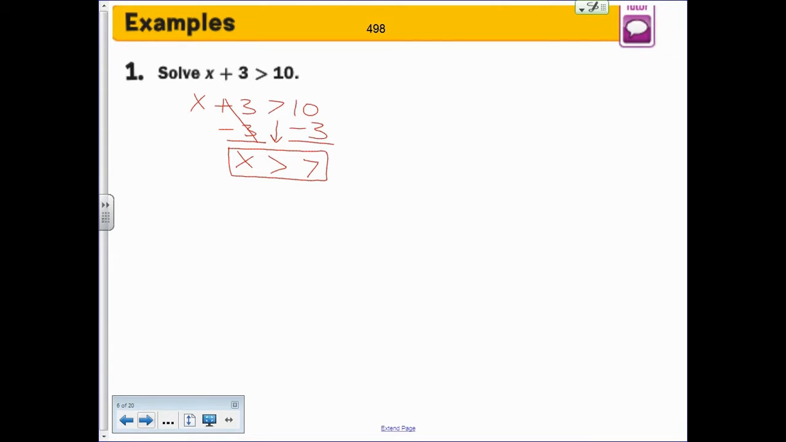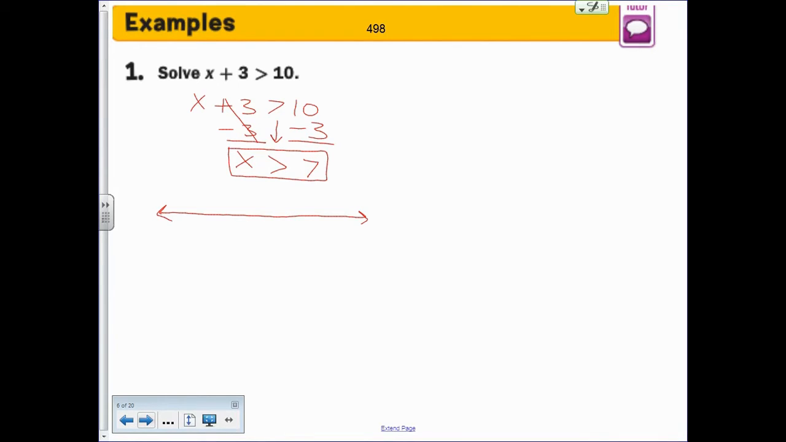But it can't be that simple, can it? No, it can't. When you solve an inequality, you're not actually getting a single answer. You're actually getting a set of answers. x is not 7. x is greater than 7. That means 7 itself is not the solution to this problem. Since 7 plus 3 is equal to 10, 7 plus 3 is not greater than 10. Our answer actually has to be more than 7. It could be 7.01, but it cannot be 7.